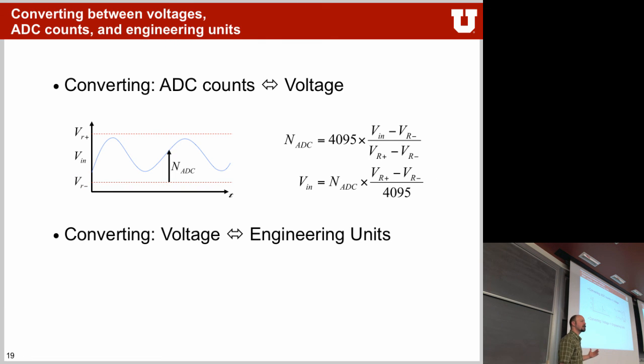So then how do you get now from ADC counts back into the voltage that you have? Well, we can find the equation that the ADC count is 4095 times the input signal minus your negative reference divided by the span of the range that you have. You can now flip this around, and what you get is Vin is equal to the ADC count times the span of your signal divided by the size of your ADC. Make sense so far? Right? Yes?